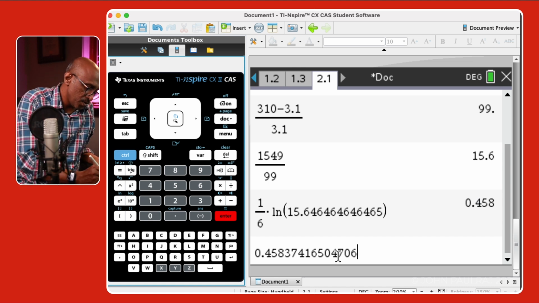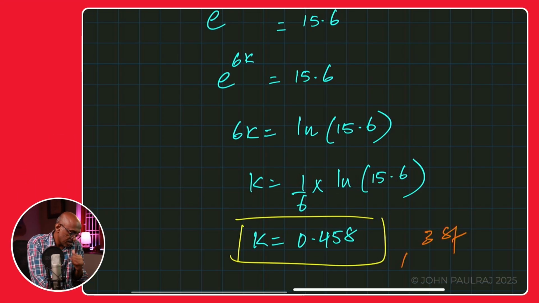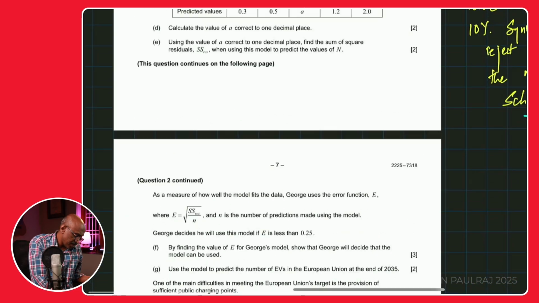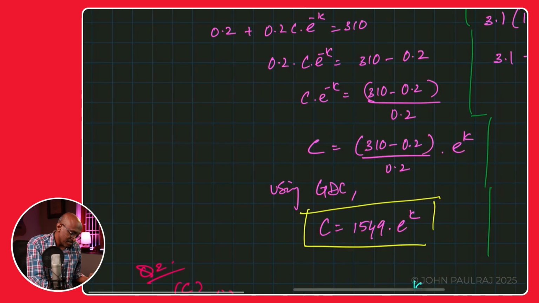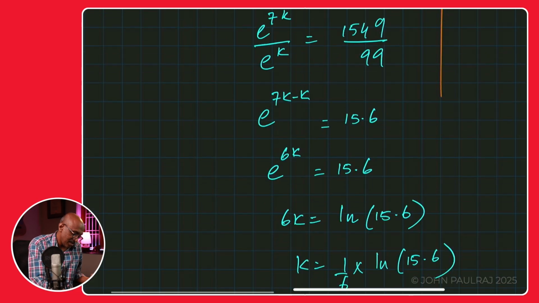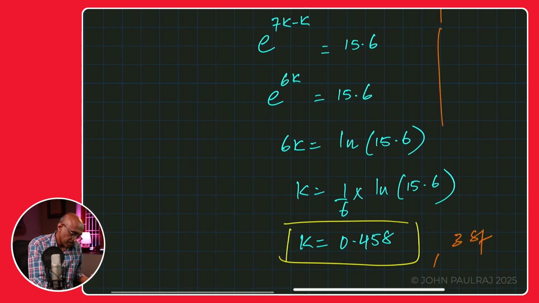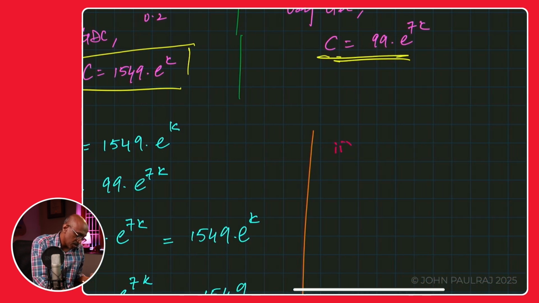So the k value that we found out is 0.458 up to 3SF. Sometimes it's good to even mention that 3SF. So this is what I've written here: k is 0.458. I think that is the first thing we need to find out. The next one is to find out C. Having found k, we can use that value. Okay, meaning C part 1. Now C part 2 is to find the value of C.